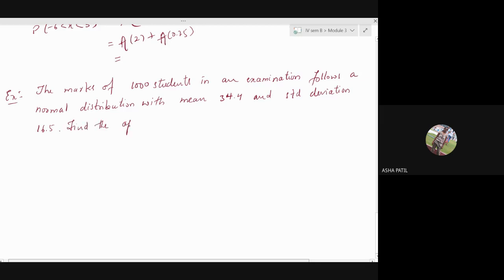Find the approximate number of students expected to obtain marks between 30 and 60.